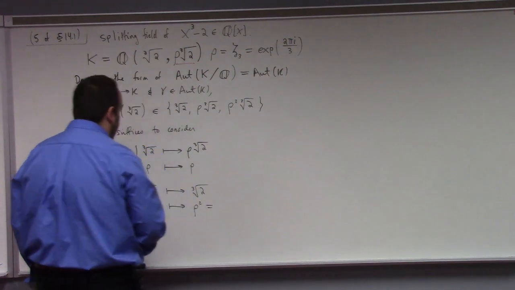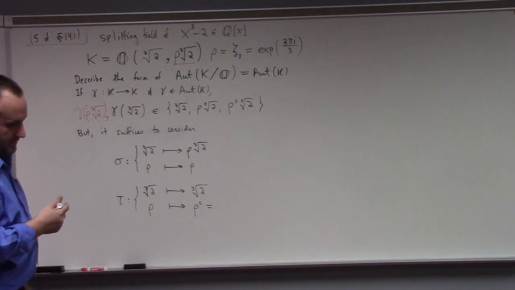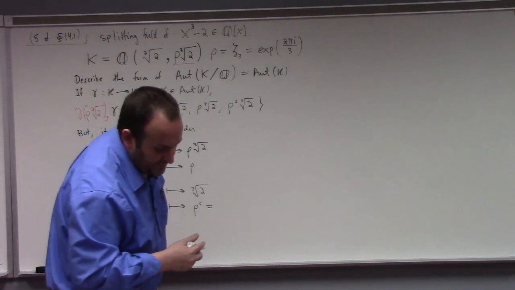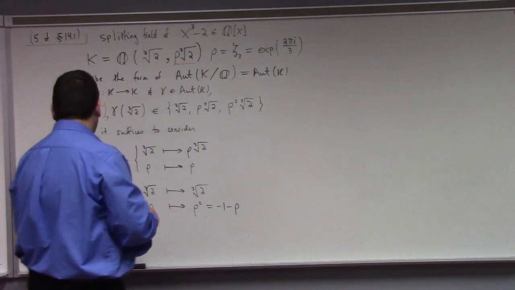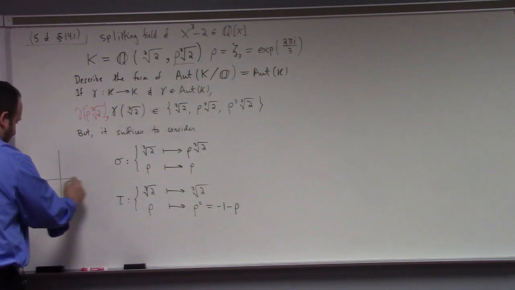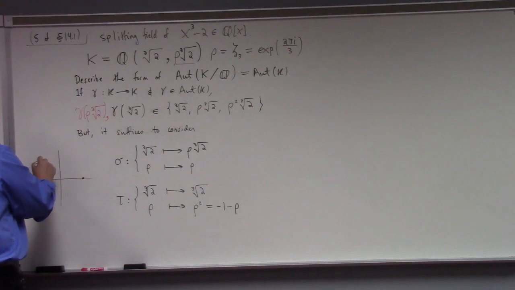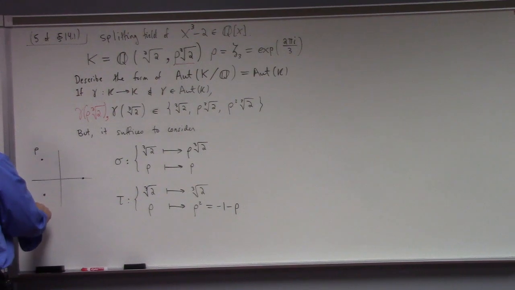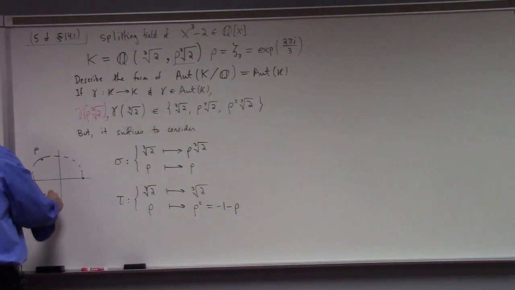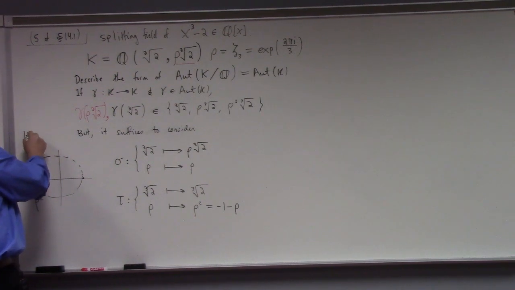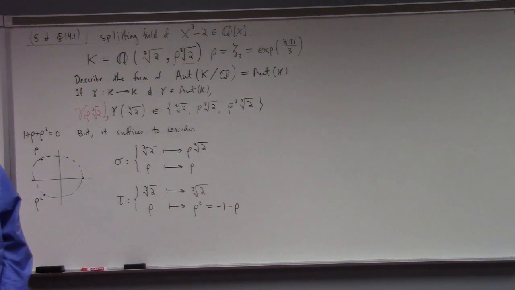By the way, rho squared is equal to -1 minus rho. This is not surprising. If you graph 1, rho and rho squared on the unit circle, you can easily see that 1 plus rho plus rho squared is 0, because the center of these 3 vectors is the origin.